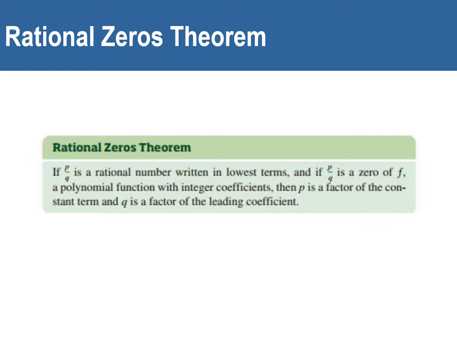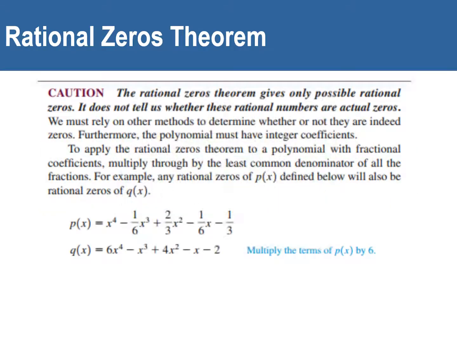The rational zeros theorem tells me that if P over Q is a rational number written in lowest terms, and if P over Q is a 0 of f, a polynomial function with integer coefficients, P is a factor of the constant term, and Q is a factor of the leading coefficient. So the rational zeros theorem gives you only possible rational zeros. It doesn't tell you what they are. It just gives you a list of them.